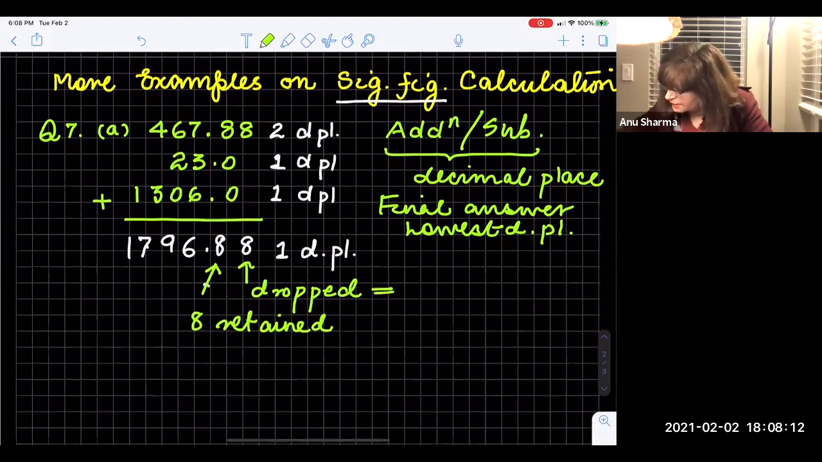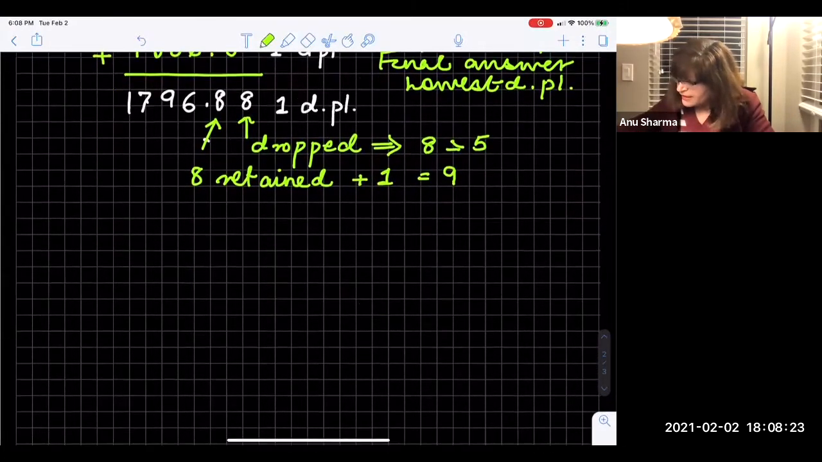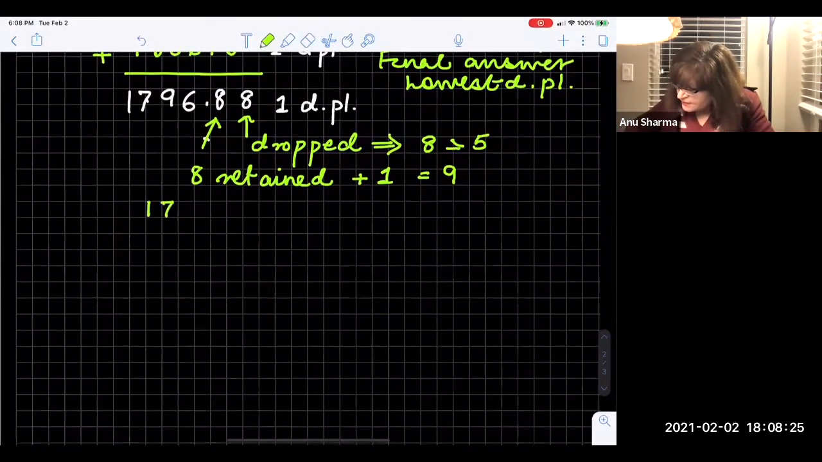So this dropped number, that dropped number 8, is more than 5. Therefore, to the retained digit you add 1 more, and this becomes 9. So now your number is 1796.9, and that's the final answer.